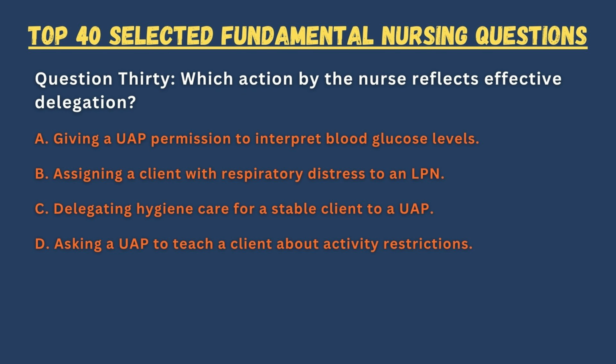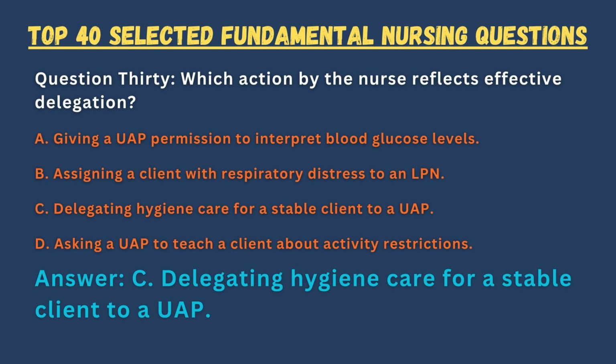Question 30. Which action by the nurse reflects effective delegation? A. Giving a UAP permission to interpret blood glucose levels. B. Assigning a client with respiratory distress to an LPN. C. Delegating hygiene care for a stable client to a UAP. D. Asking a UAP to teach a client about activity restrictions. Answer: C. Delegating hygiene care for a stable client to a UAP.